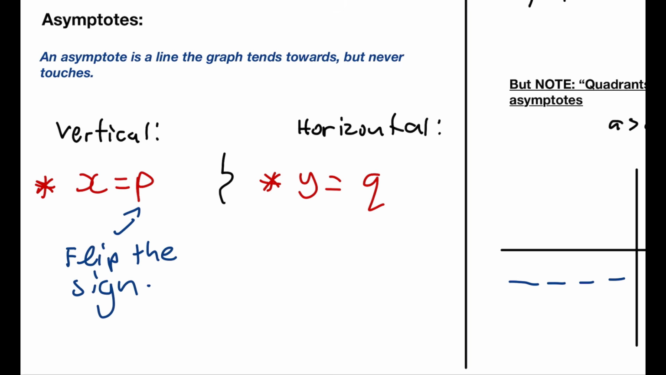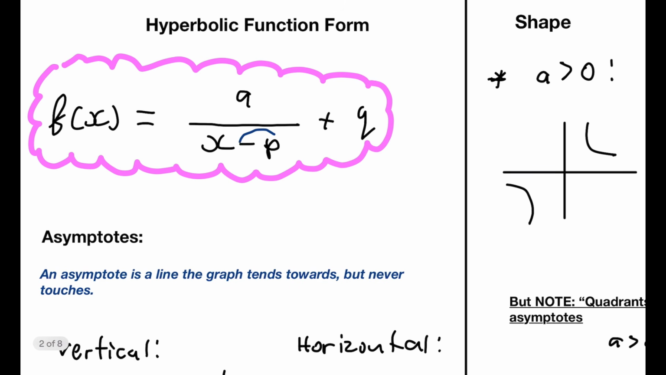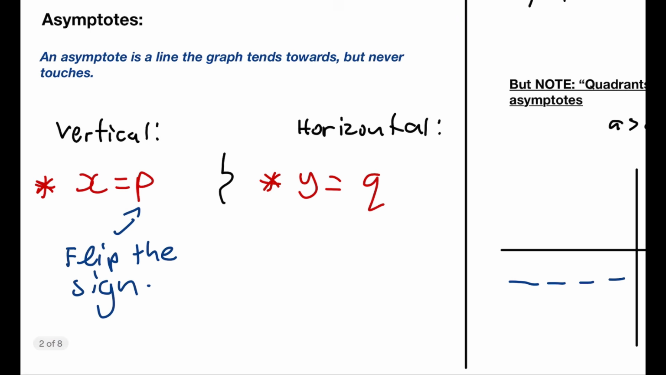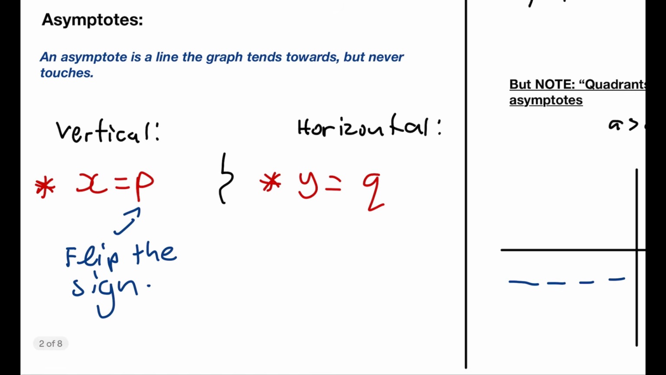But remember what we said when we looked at parabolas. Whenever an equation has a minus right next to it, when you extract that thing from the equation, you must flip its sign. So if we had here x minus 3, then the asymptote for x would be x is equal to positive 3. We flip the sign.